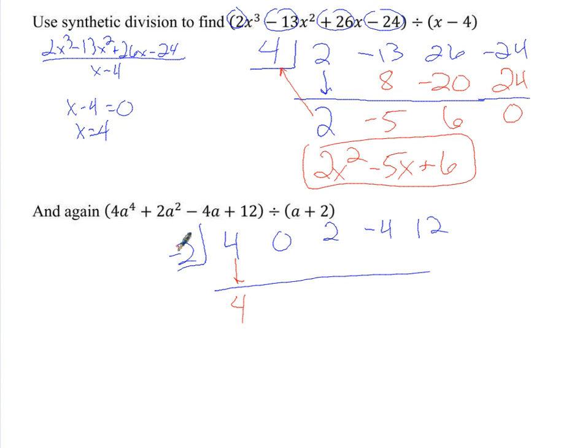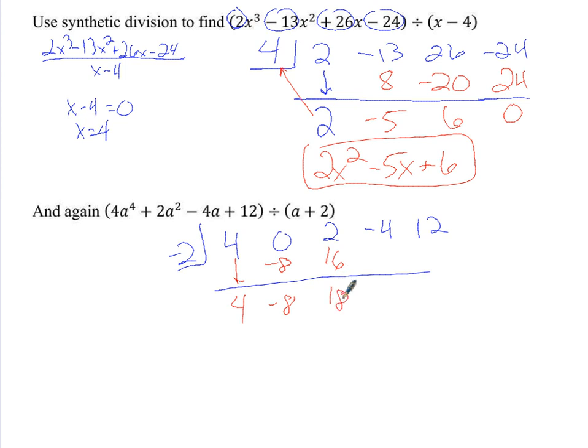4 times -2 is -8. And what do I do with that? I put it here, and then I add. So I get -8. Then what? -8 times -2 is +16. I write it here, and I add, and I get 18.